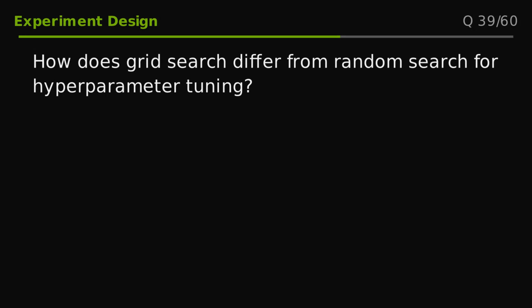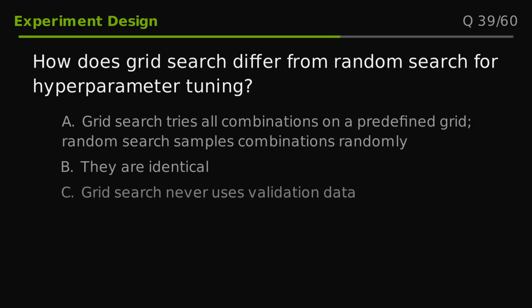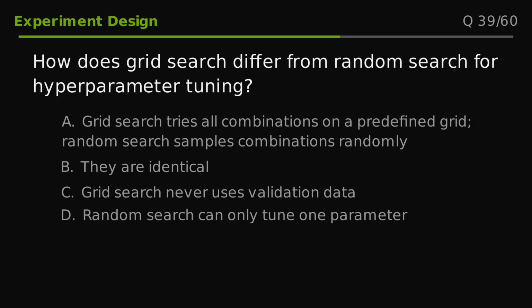Question 39. How does grid search differ from random search for hyperparameter tuning? Option A. Grid search tries all combinations on a predefined grid. Random search samples combinations randomly. Option B. They are identical. Option C. Grid search never uses validation data. Option D. Random search can only tune one parameter.